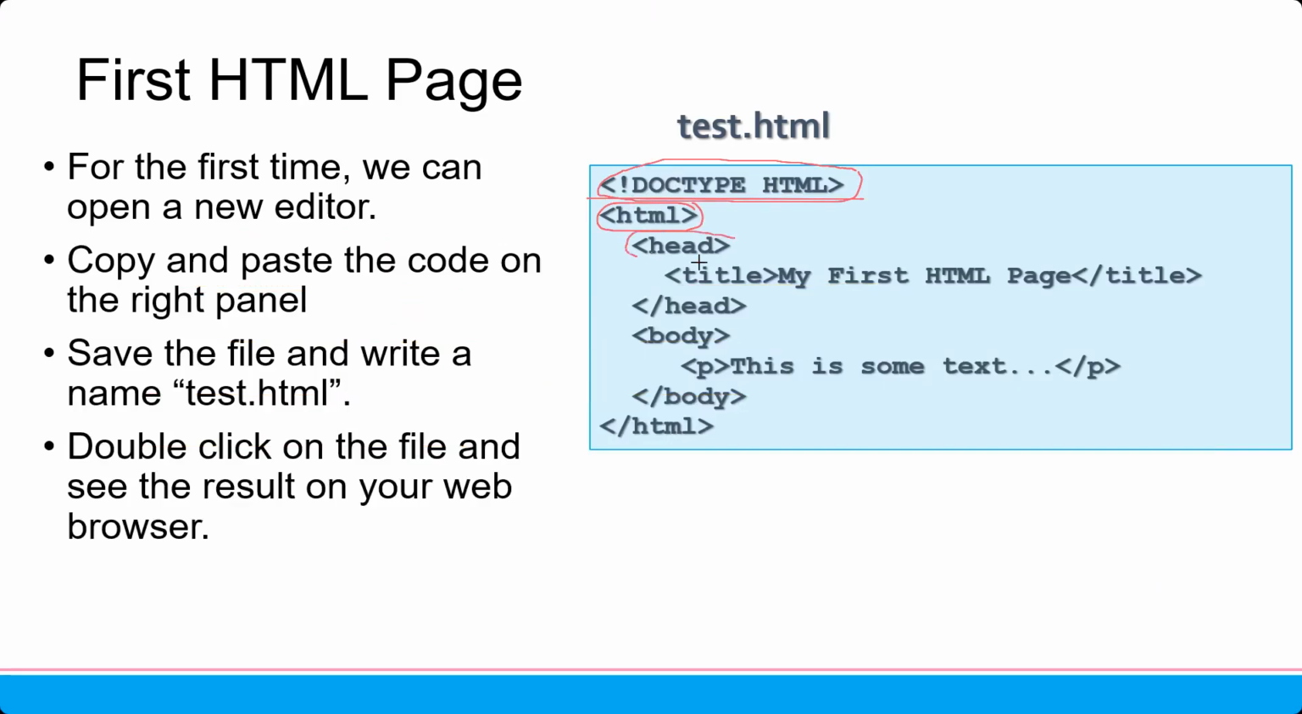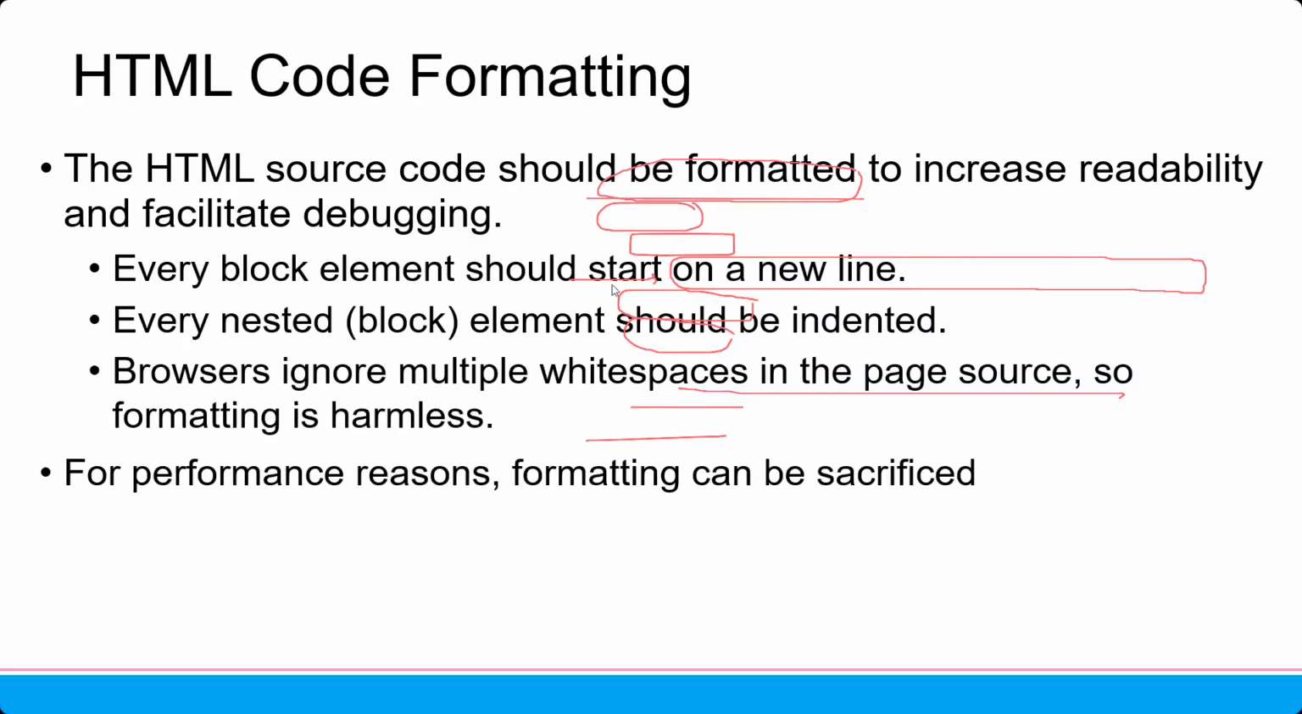This is one line. So we can make, this is one line because I just want to make it as simple as possible. This is the title. And this is one line. This is another line. This is another line. This is another line. And this is another line. So that's the meaning of every block element should start on a new line.